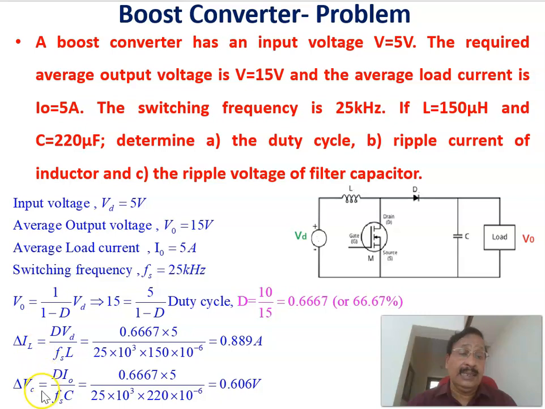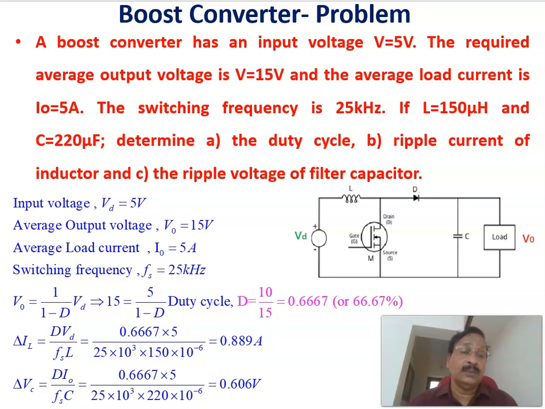Therefore, delta IL. Similarly, the ripple voltage of the capacitor, delta Vc, is given by D I0 divided by Fs into C. The load current is given as 5 amperes. Therefore, D is 0.667 into 5, divided by Fs equal to 25 into 10 raised to 3, into the capacitor 220 microfarad, that is 220 into 10 raised to minus 6. That gives 0.606 volt. Therefore, this is the delta Vc, this is the delta IL, and this is the duty ratio of the boost converter circuit.